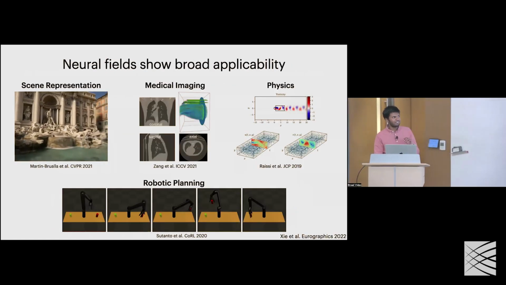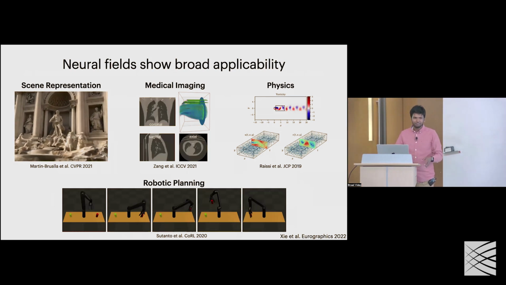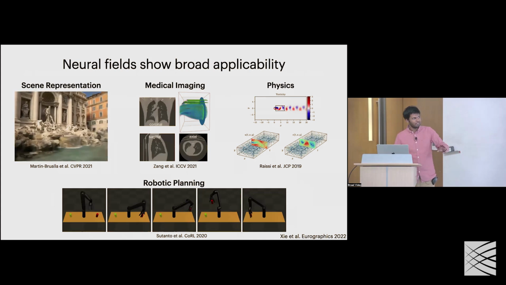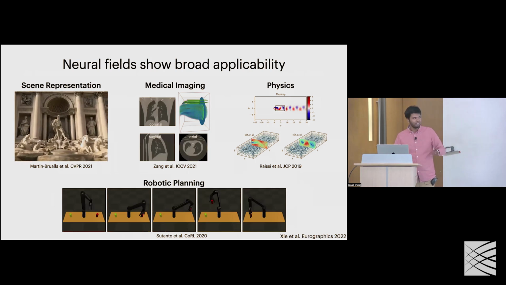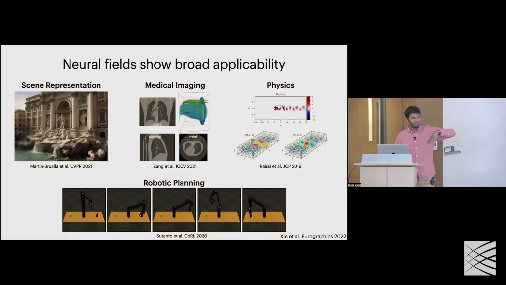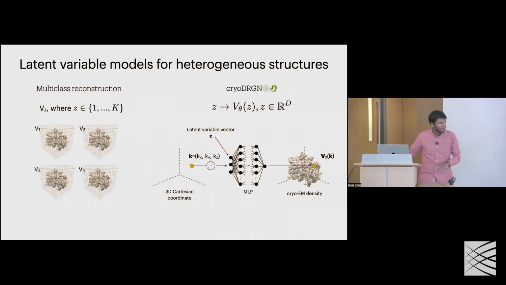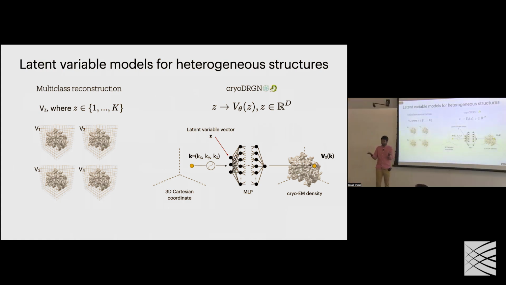And this is just a slide saying that this idea of neural field representations of volumes or images is not a cryo-EM specific thing. And in general, after the development of it, it's seen a use in really a wide range of fields, such as scene understanding, robotic planning, and other things.